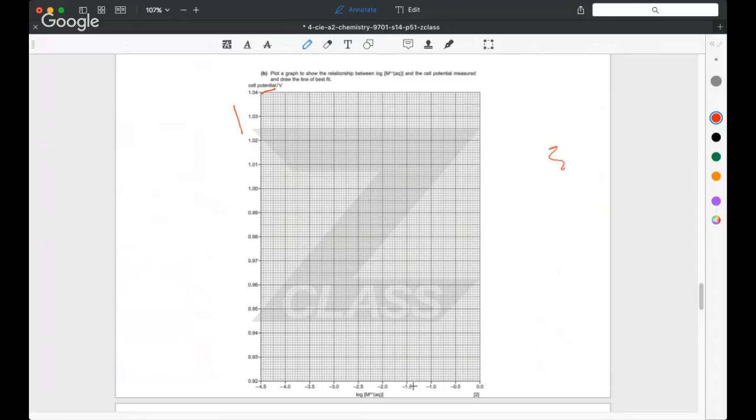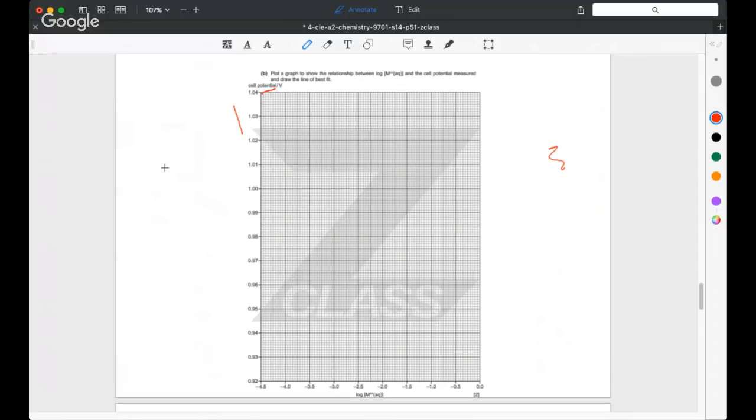For some reason, they're making it easier for you in this particular paper. I don't know whether that'll happen every year. This year, they gave the students the graduation. So that makes it a lot easier, and you just have to fill in each of the data points.